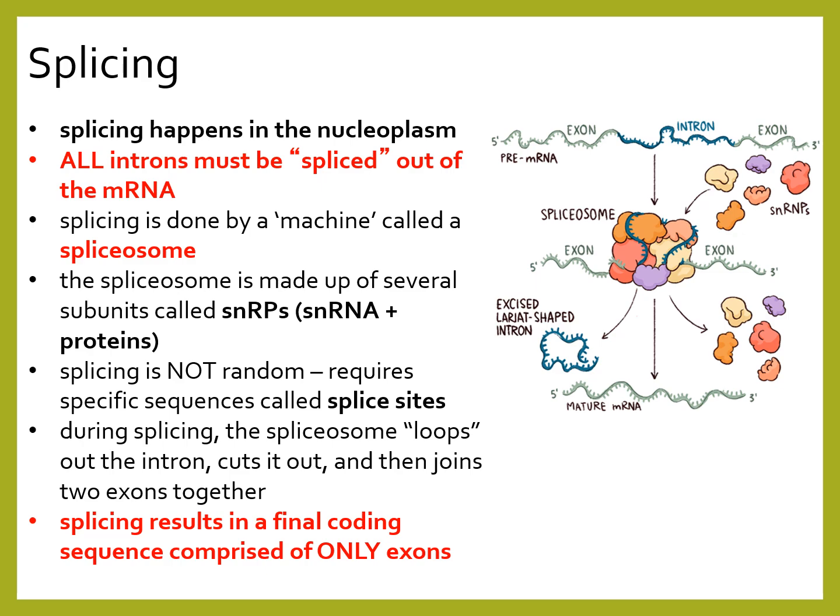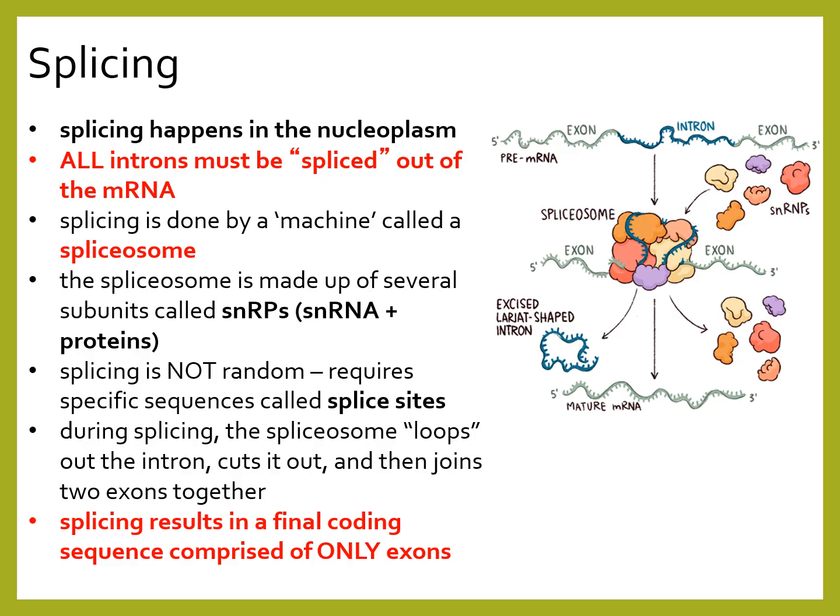The spliceosome is made up of several subunits. I believe it's made up of 5 subunits. Each subunit is called a SNRP. A SNRP stands for small nuclear ribonucleoprotein. A SNRP is a bunch of proteins and a piece of RNA all connecting them together, called snRNA, small nuclear RNA. 5 of these SNRPs are going to come together to form the spliceosome.